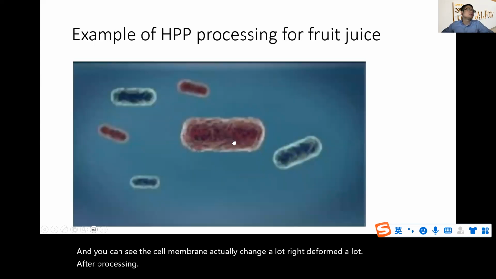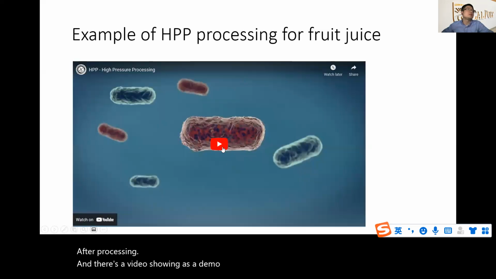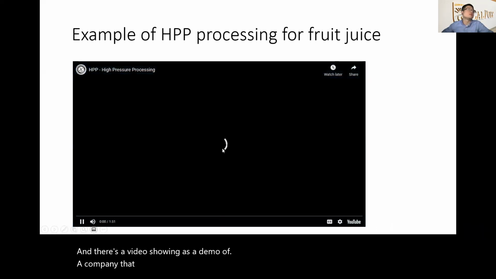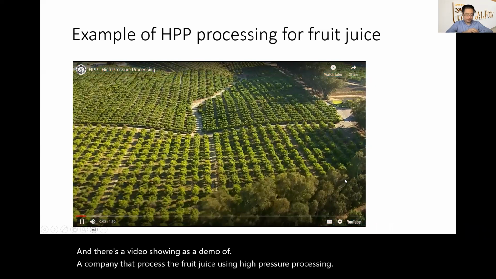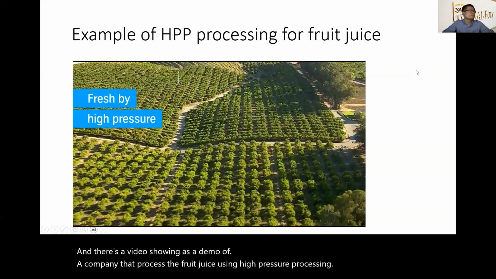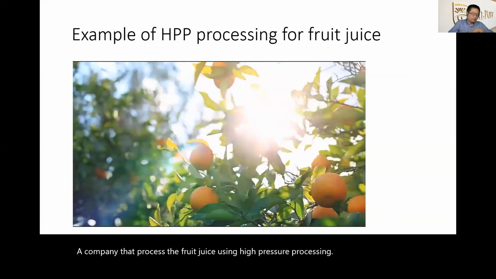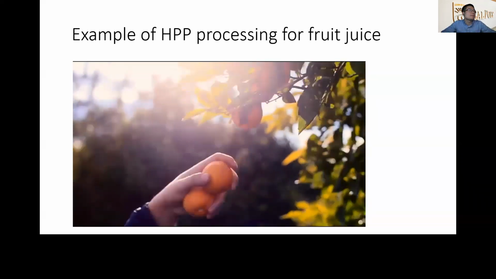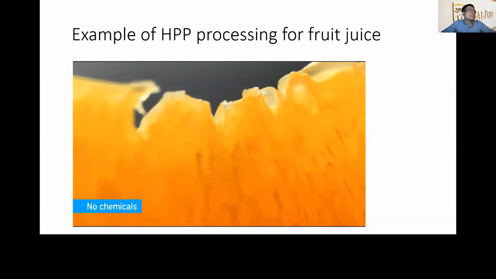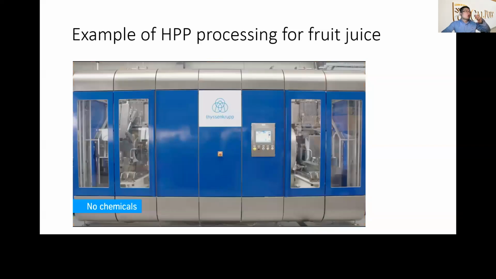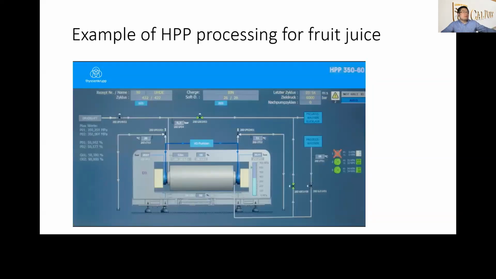And there's a video show as a demo of a company that processed the fruit juice using high pressure processing. The unique appearance, flavor, and vitamins of fresh fruit is one of the most important bases of a healthy lifestyle. How can we maintain these valuable characteristics without using any kind of preserving agents or chemicals? ThyssenKrupp Uhde High Pressure Technologies, using pressure to preserve food gently and efficiently.